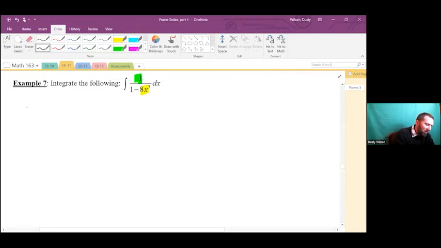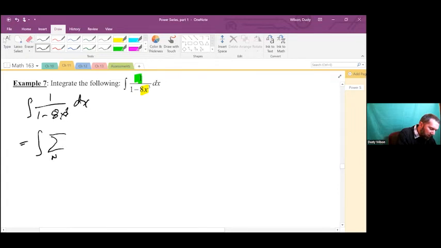And so we could say the integral of 1 over 1 minus 8x cubed dx is equal to the integral of the sum from n equals 0 to infinity of, here's that yellow x, so to speak, 8x cubed, all raised to the nth power dx.